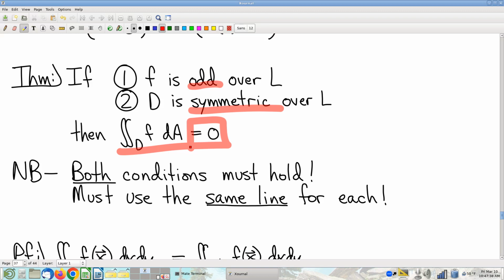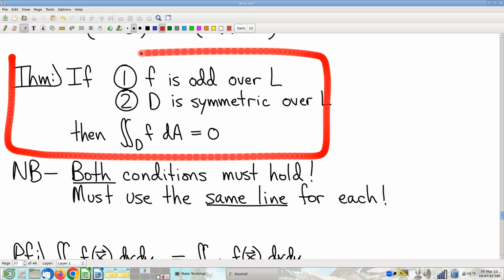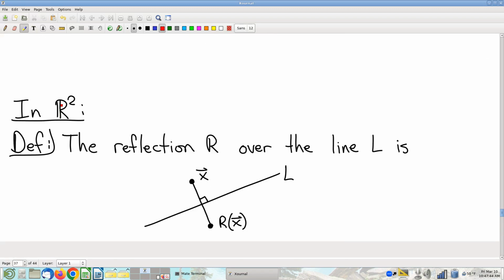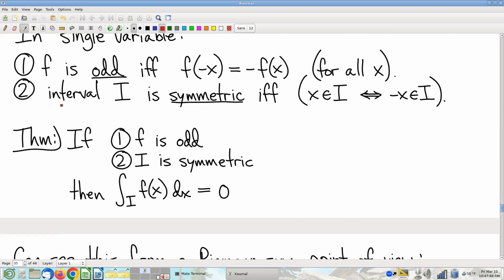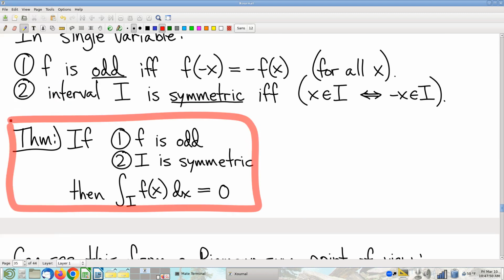Note, very analogous. In fact, I even wrote it down on the page deliberately to even the layout on the page, just like the single variable version of this theorem. It's morally equivalent. It's the same idea, 1 dimension up.